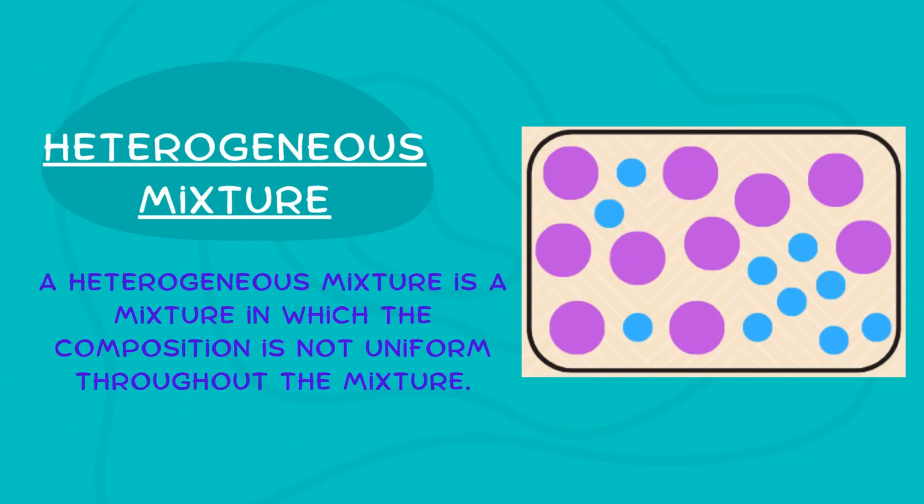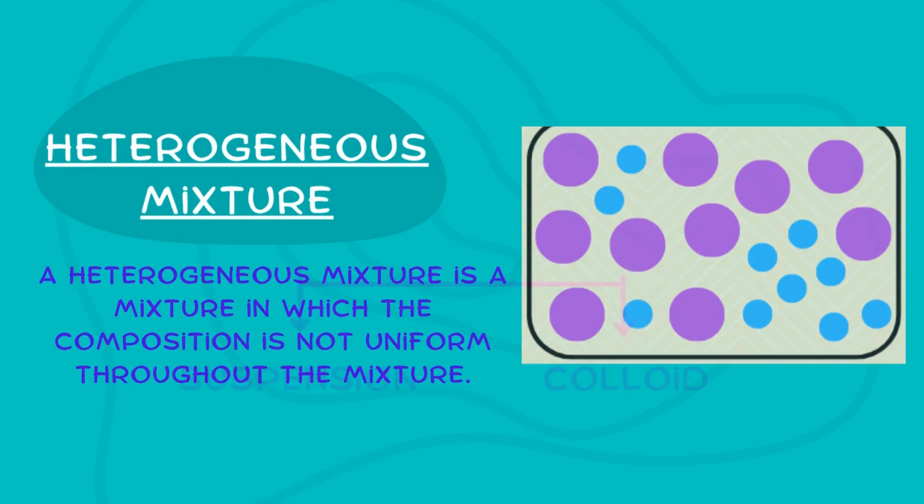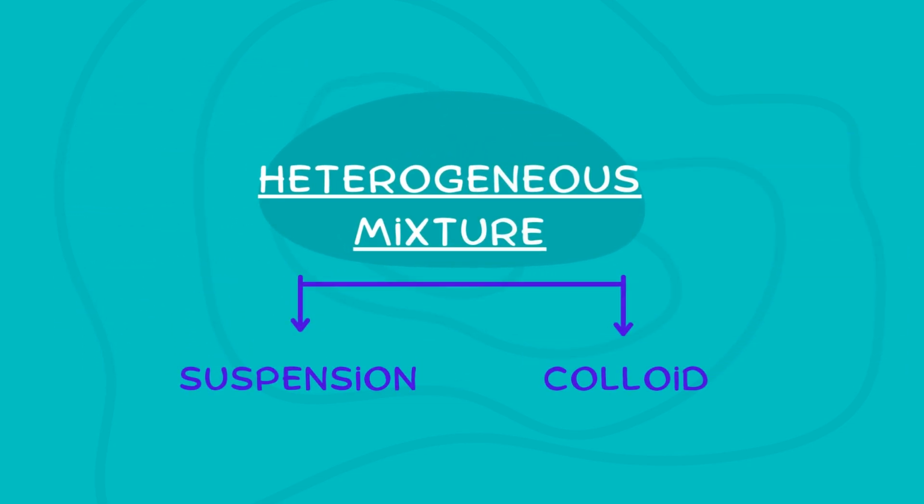Now let's talk about heterogeneous mixtures. A heterogeneous mixture is a mixture that does not have a uniform composition. This means that the components of the mixture are not evenly distributed, and you can often see the different components. In these mixtures, different parts of the mixture have different properties, so they have multiple phases. Heterogeneous mixtures are divided into two main types, suspensions and colloids.